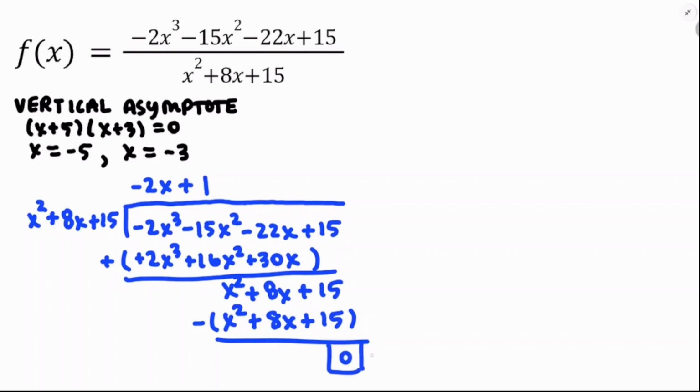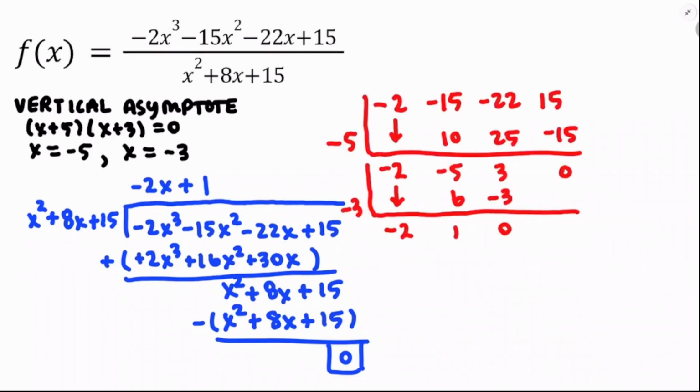Okay. And maybe that was intentional. So what this is going to be, let me just double check this. All right, there you go. So I just checked it with synthetic division and I got no remainders for both. That means that both of these things are a factor of the original, and so I don't have any vertical asymptotes.